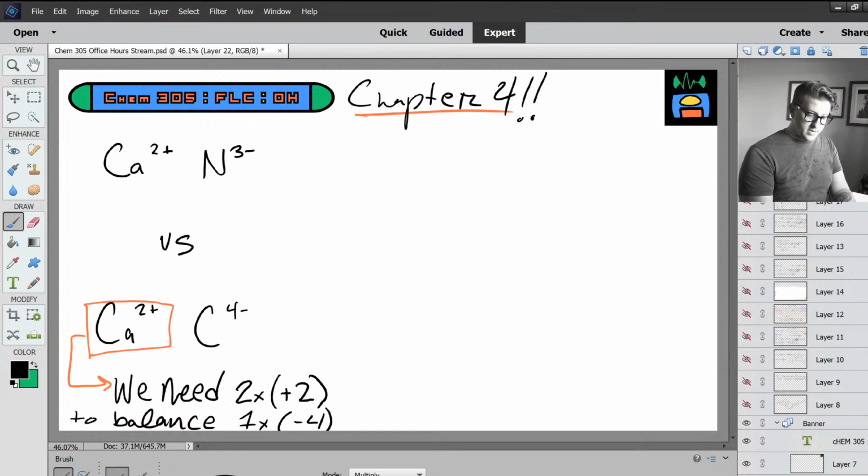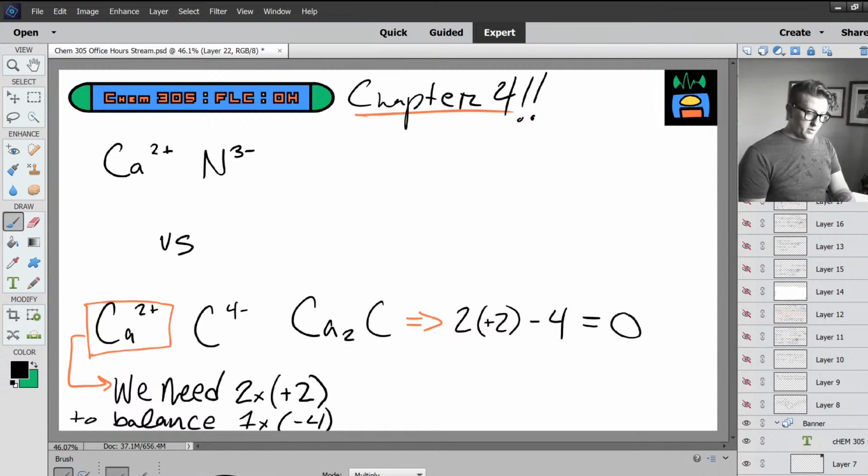So that is why we have 2 calciums matched with our 1 carbon. The reason is because 2 times +2 minus 4 equals 0. Right, our total charge has to add up to 0.